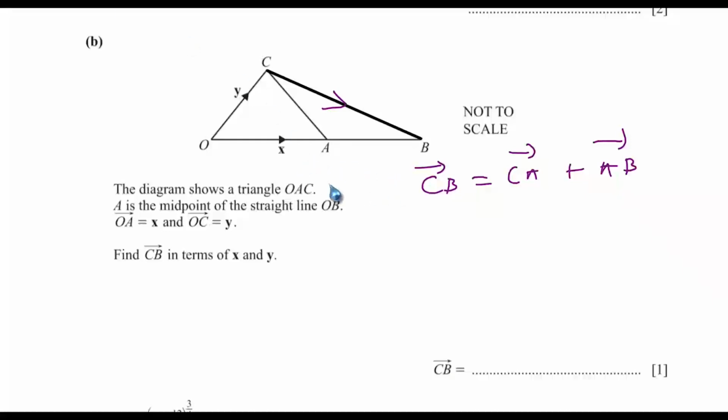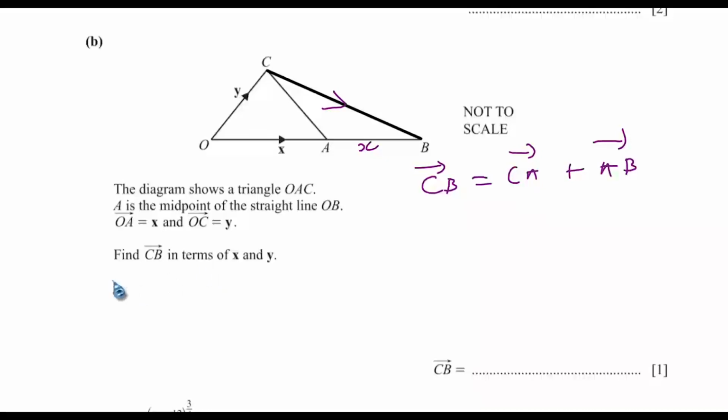we know that A is the midpoint of straight line OB, and we are given the value of OA to be X. That implies that AB will also be X because they are both equal. Now, since we know this, it is easy for us to find CA. Then we plug the result into this, then we will get the value. So we know AB to be X, so we need to find the value of CA.